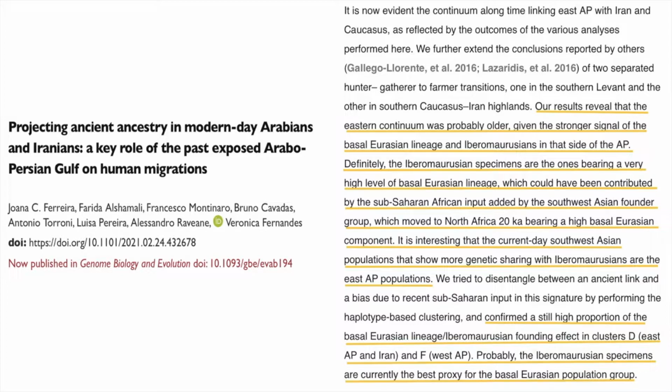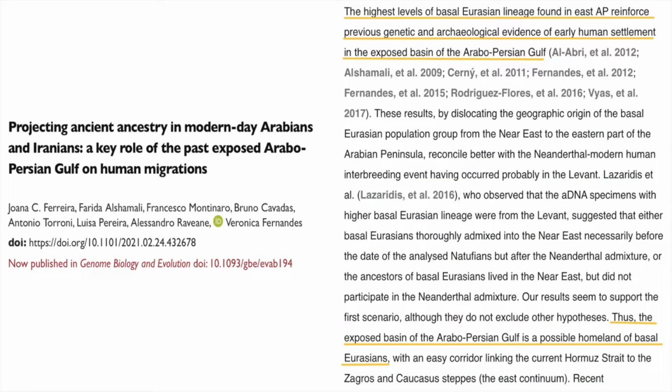It is interesting that the current-day Southwest Asian populations that show more genetic sharing with Ibero-Maurusians are the East Arab Persian populations, confirming a high portion of the Basal Eurasian lineage and Ibero-Maurusian founding effect in Cluster D, East Arab Persian in Iran, and F, West Arab Persian. Probably the Ibero-Maurusian samples are currently the best proxy for the Basal Eurasian population group. The highest levels of Basal Eurasian lineage found in East Arab Persian reinforce previous genetic and archaeological evidence of early human settlement in the exposed basin of the Arabo-Persian Gulf. Thus, the exposed basin of the Arabo-Persian Gulf is a possible homeland of Basal Eurasians.